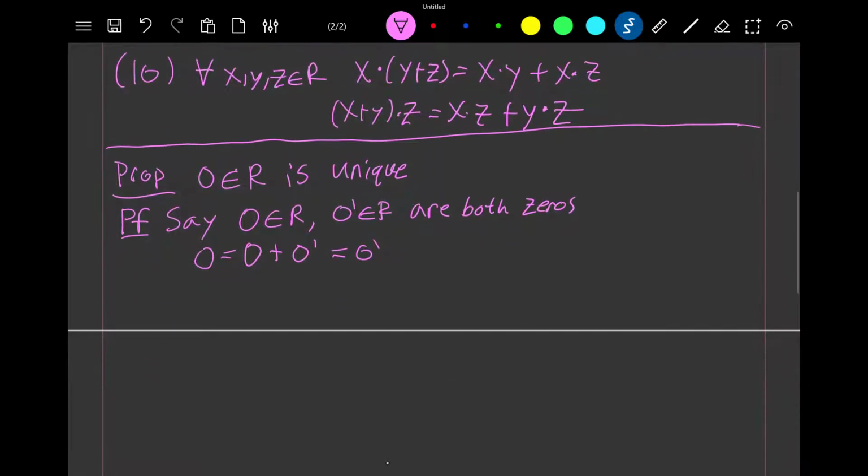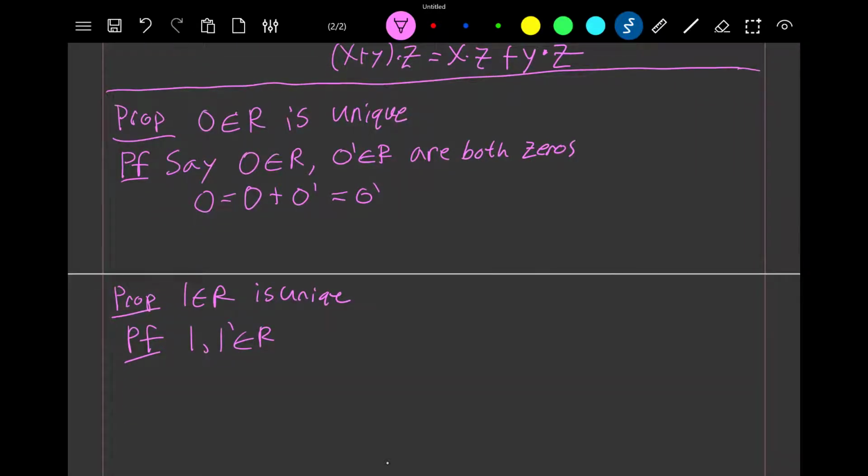Similarly, we have the proposition that 1 in R is unique, and the proof is exactly the same. If we have 1 and 1 prime in R that both act as 1, then if we look at 1 times 1 prime, viewing 1 prime as a unit, we get that this is 1, but viewing 1 as the identity, we get it's 1 prime. So those are two quick things.